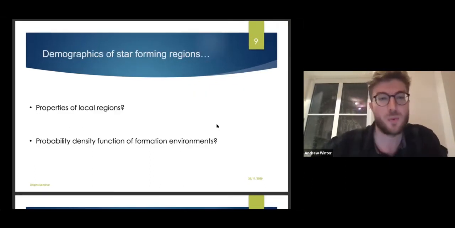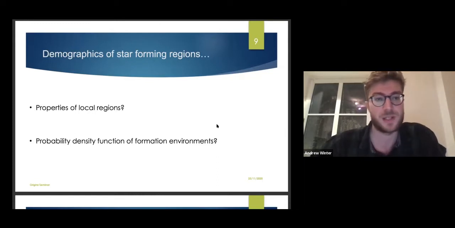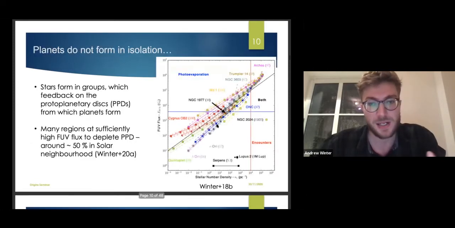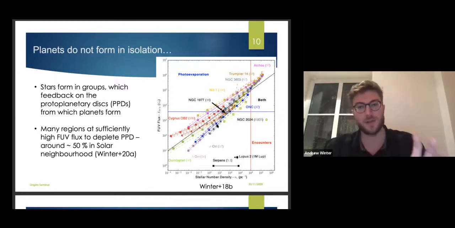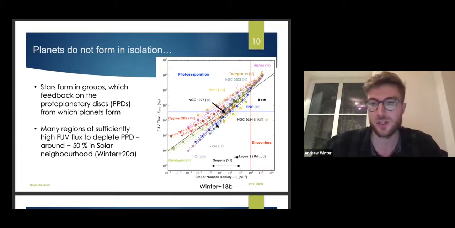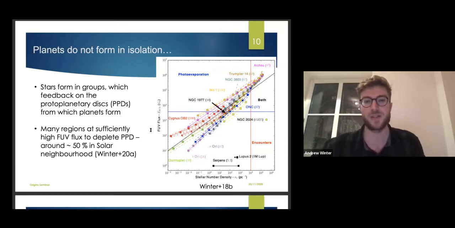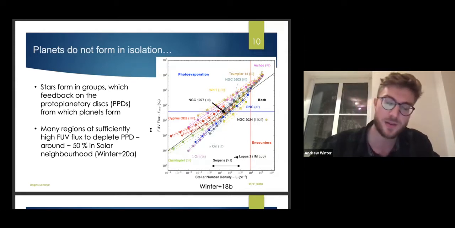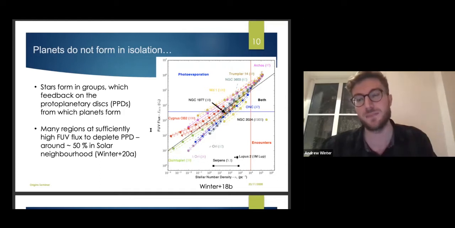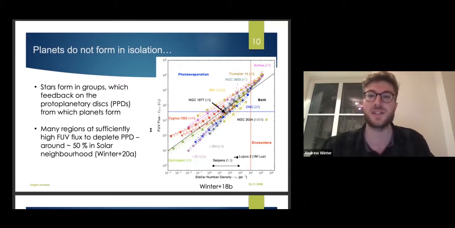So with this in mind, we can think about what the demographics are of local star-forming regions, and we can even think about what a probability density function of formation environments might be. This is a plot from my 2018 paper where we look at the demographics of some star-forming regions in terms of their number density and their FUV flux. And you can see these tracks in density-FUV space. But the take-home point here is that this blue line is the line above which you get fairly rapid disk depletion by photoevaporation. And what you can see is that a lot of disks really sit above that line. A lot of regions have a significant fraction of their protoplanetary disk population above this line.